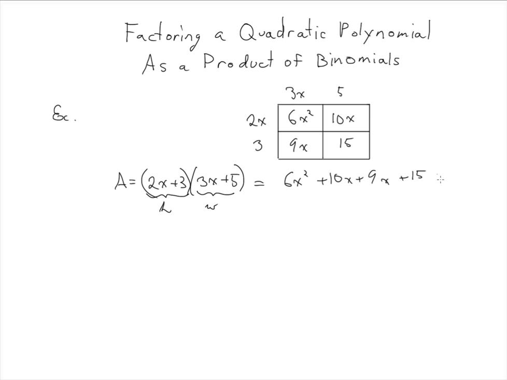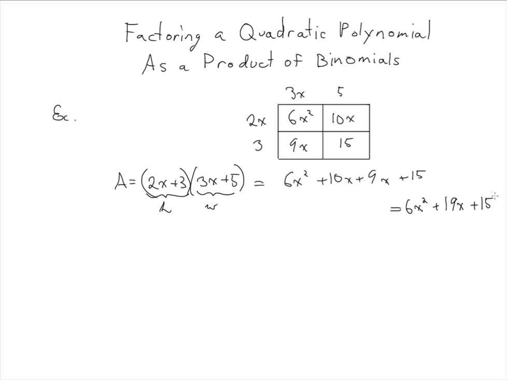And now by collecting like terms, we can write this as 6x squared plus, well, 10x plus 9x is 19x. So collecting those like terms, we get 6x squared plus 19x plus 15.